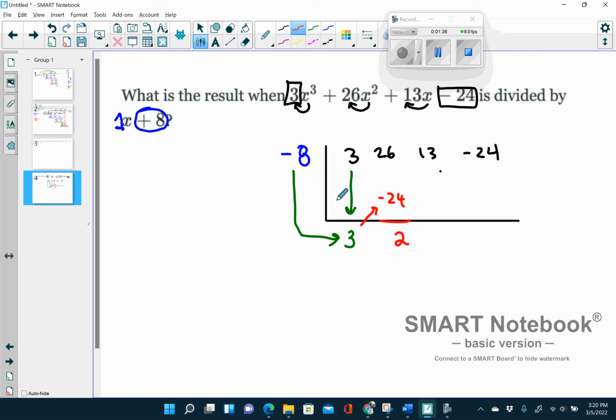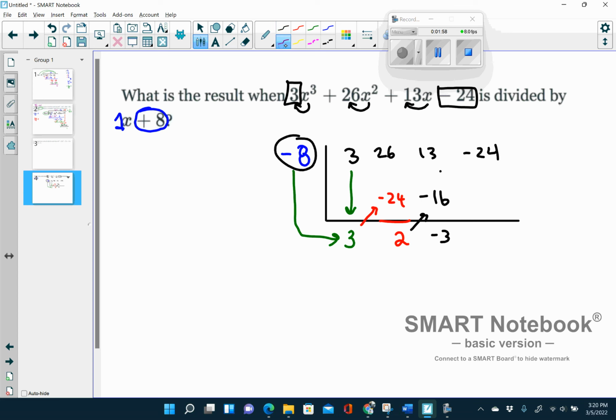The next thing you're going to do is you're going to multiply these two numbers, right? So the -8 times +2 is -16. So you're going to put that number down here, right? And then you're going to add these two numbers right here. So 13 minus 16, or 13 plus -16, is -3.